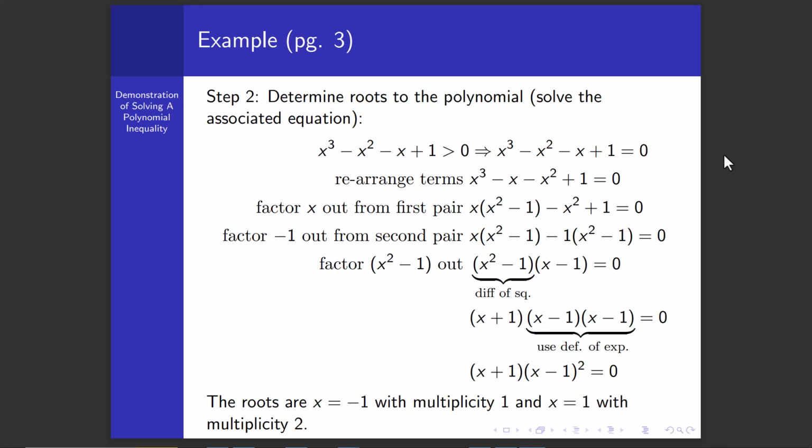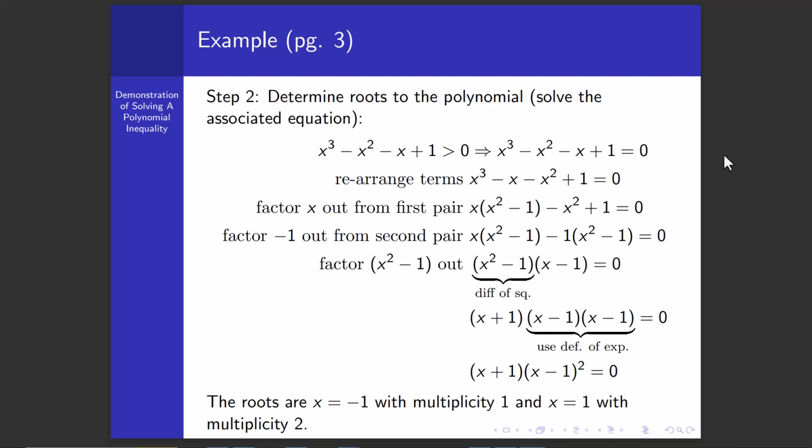Now, the next step, I rearranged some terms. I switched the locations of x squared and x. And what this enables me to do is factor x out from the first pair. That's why I have x times the quantity x squared minus 1. Then the next step is to factor -1 out from the second pair. So I have x times x squared minus 1. And then when I factor out the -1, I have -1 times the quantity x squared minus 1.